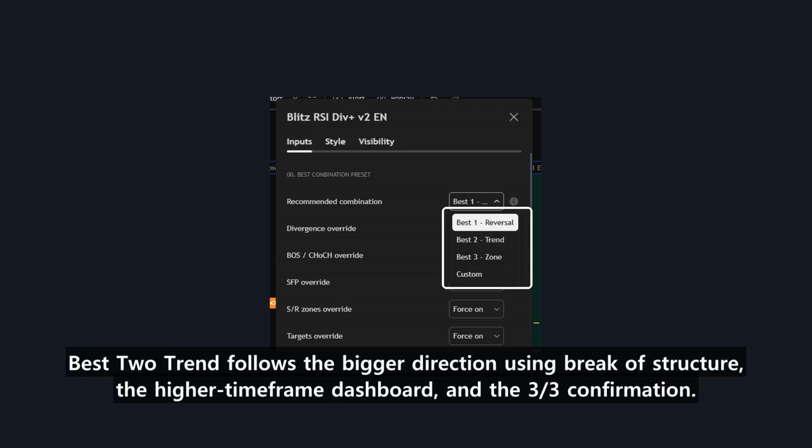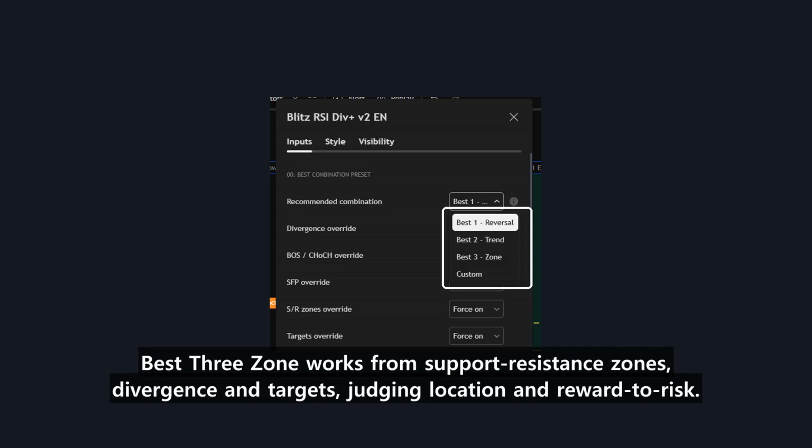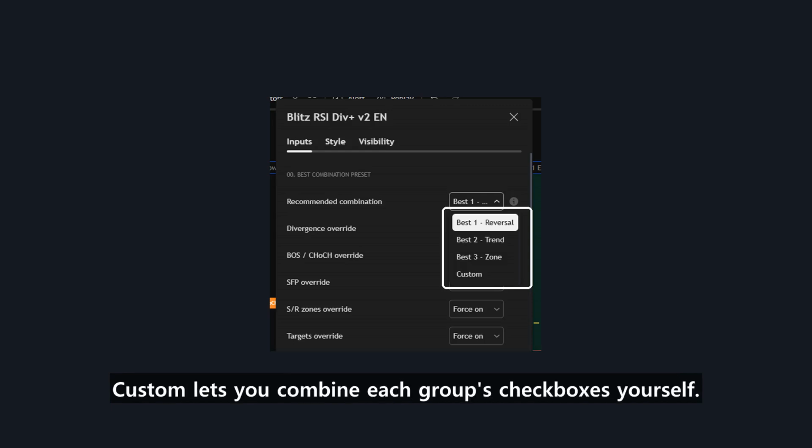Best 2, trend, follows the bigger direction using break of structure, the higher time frame dashboard, and the 3-3 confirmation. Best 3, zone, works from support resistance zones, divergence and targets, judging location, and reward to risk. Custom lets you combine each group's checkboxes yourself.